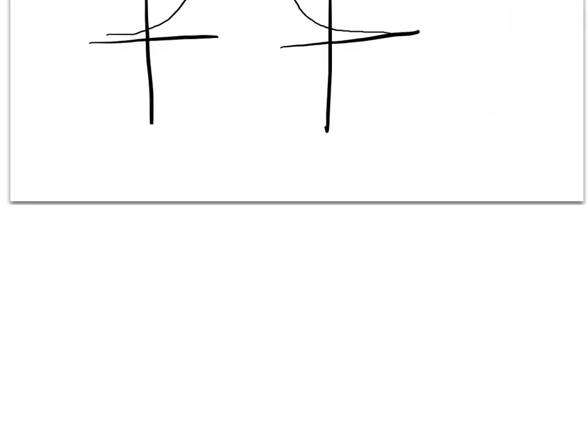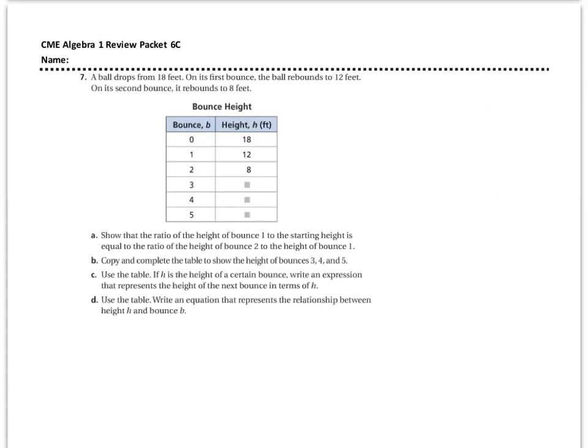Let's move on. Number 7, a ball drops from 18 feet. On its first bounce, the ball rebounds to 12 feet. On its second, it rebounds to 8 feet. Show that the ratio of the height of bounce 1 to the starting height is equal to the ratio of the height of bounce 2 to the height of bounce 1.